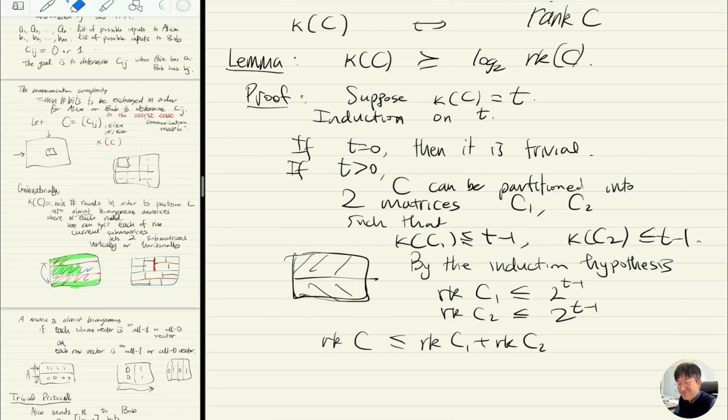Well, it's less than or equal to rank of C1 plus rank of C2, because if you have a matrix obtained by gluing two matrices, rank is the dimension of the span of the row space, and the row space is just the union of the row spaces of C1 and C2. So it's at most 2 to the T minus 1 plus 2 to the T minus 1, which is 2 to the T. So that's the proof. This is a simple lower bound on the communication complexity.